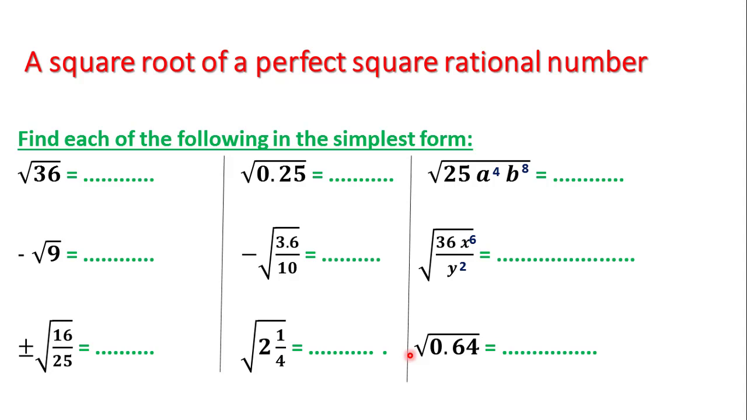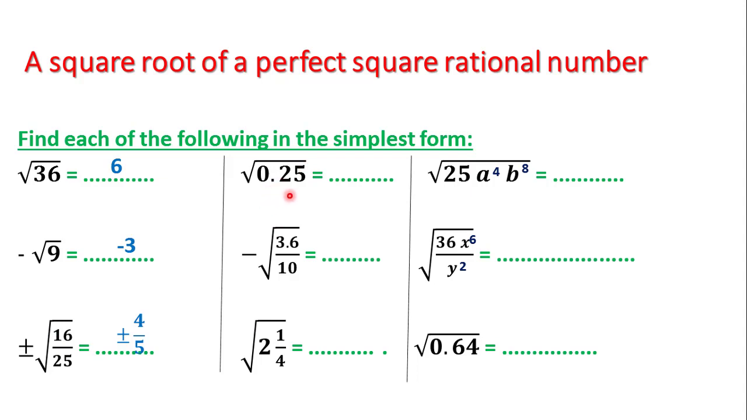Okay, here we want to solve some exercises. The first one, root 36 is 6. The next one, negative root 9, it will be negative 3. Positive or negative root 16 over 25 means positive or negative root 16 over root 25. It will be positive or negative 4 over 5, because 4 times 4 is 16, 5 times 5 is 25.